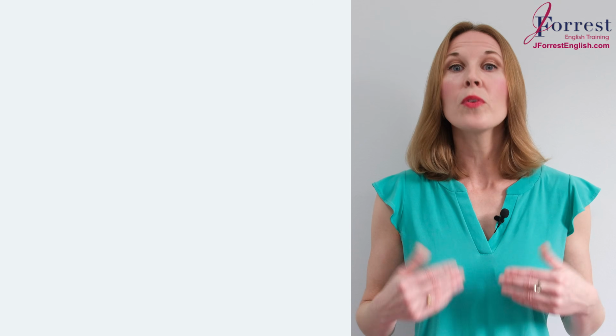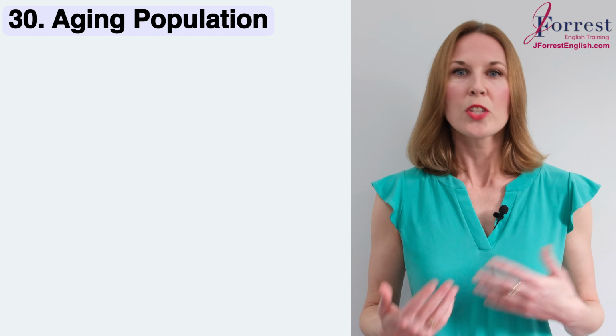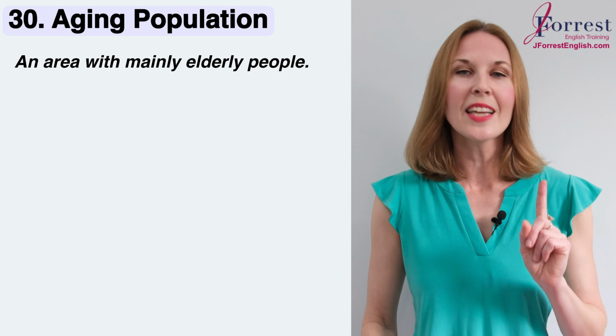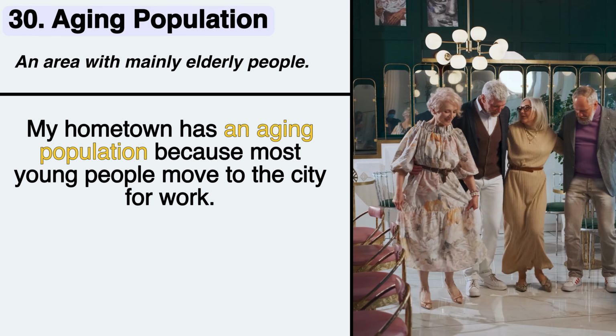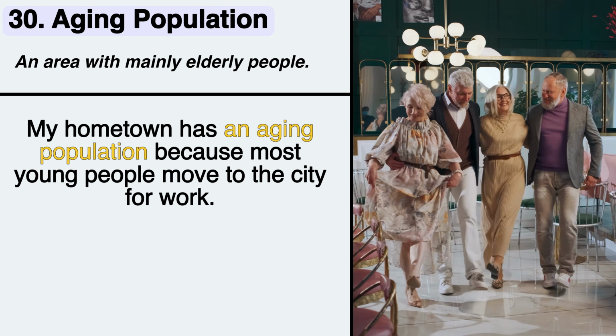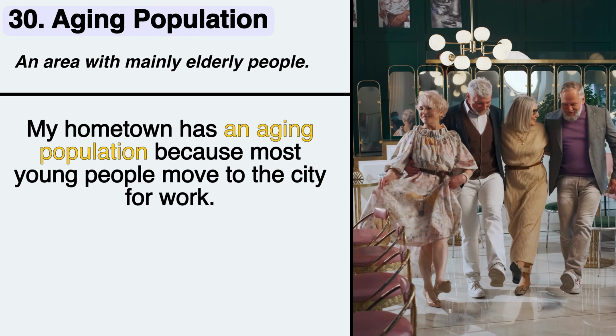Or you might talk about the aging population. So this is an area with mainly elderly people. You can say my hometown has an aging population because most young people move to the city for work.